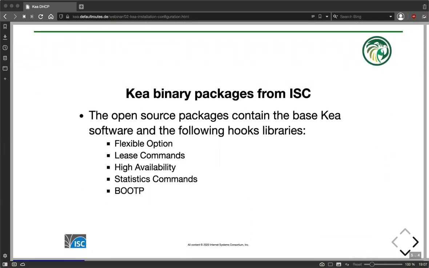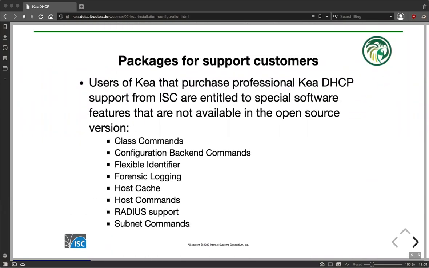The open source packages that you can get for free from ISC contain a couple of the hook libraries. The hook libraries are optional components that you can configure into Kea that then enable extra functionality. And we will look at some of these hook libraries in the later webinar series. And the ones that you see here on this slide, these come with the open source version of Kea.